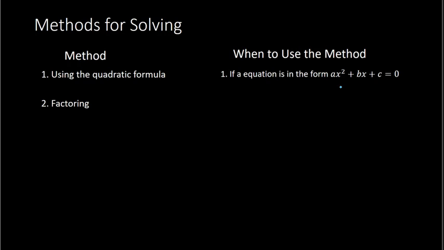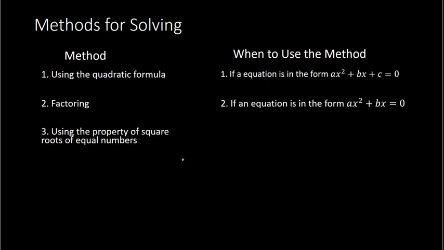Method 2, we have factoring. Factoring would be good if you have a greatest common factor that you could pull out. So for example, ax squared plus bx equals 0. Here they both have an x in common that you can factor out. So if you see something like that, where every term has something in common, then you can pull out the greatest common factor.